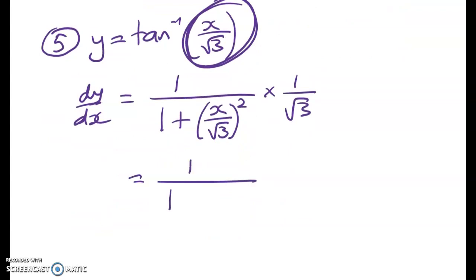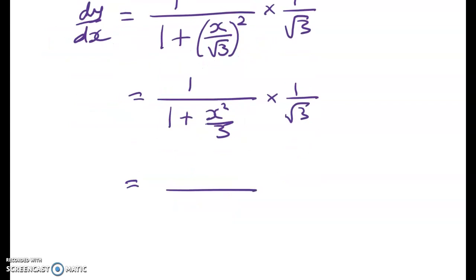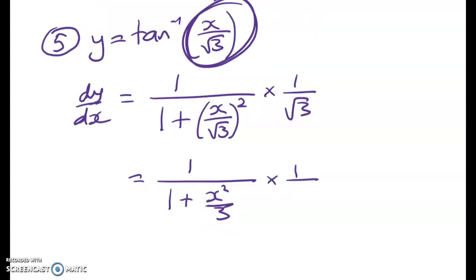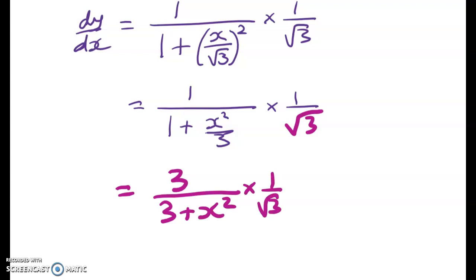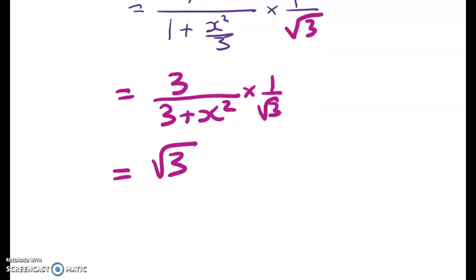So the cleanup here is similar. We've got 1 plus x squared on 3 times 1 on root 3. So that equals 3 plus x squared divided by 3 times 1 on root 3. So we get 3 over 3 plus x squared times 1 on root 3. We can clean that up and have root 3 on 3 plus x squared.